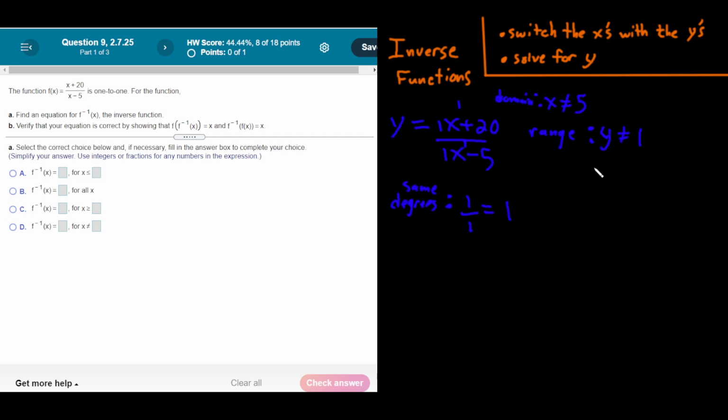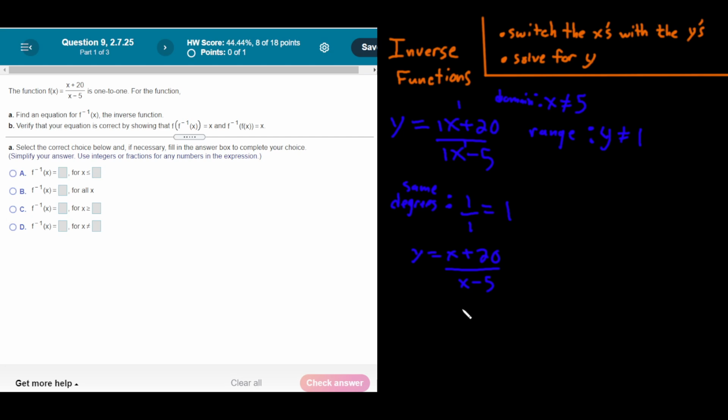Okay, we got the domain, we got the range. So we can figure out what the domain and range of the inverse is, and we'll take it from there. Okay, so let's see what we got here. All right, so let's go ahead and find the inverse of this guy here. Okay, so what do we have? Well, what's the first step?